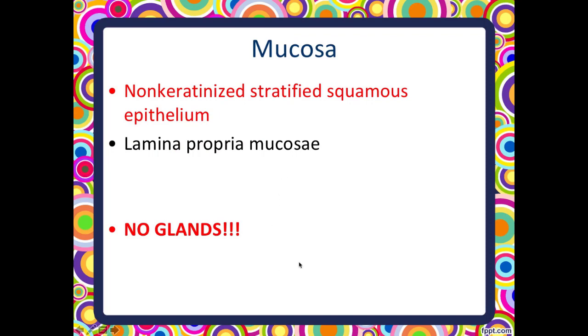The most important thing is to know that in the mucosa, in the lamina propria of the mucosa, there are no glands. The vagina doesn't have any glands, and the fluid is ensured by the secretion of the cervical glands and also by transudation from the blood capillaries.